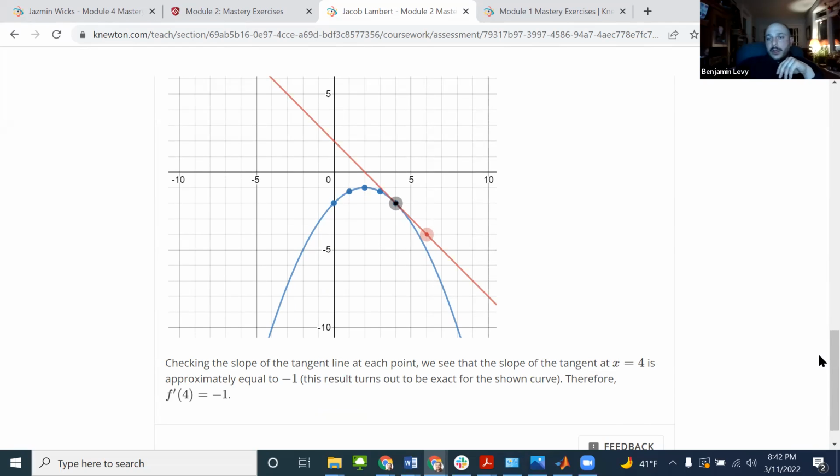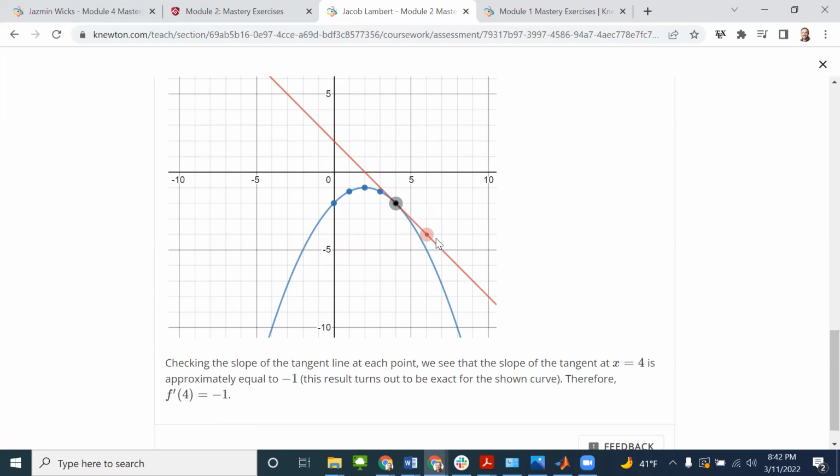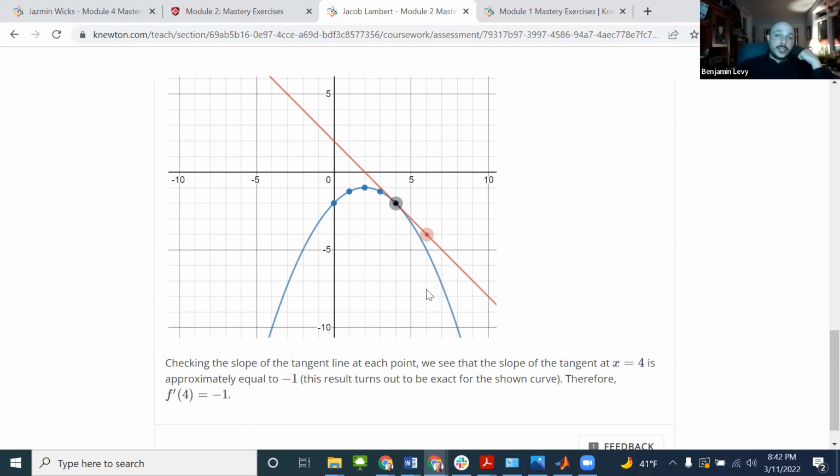But yeah, so that's one of the things we talk about: derivative means instantaneous rate of change. It means slope of the tangent line. So if you draw a line that just barely touches the graph at just one spot like this one, the slope of that line represents how steep the function is right there.